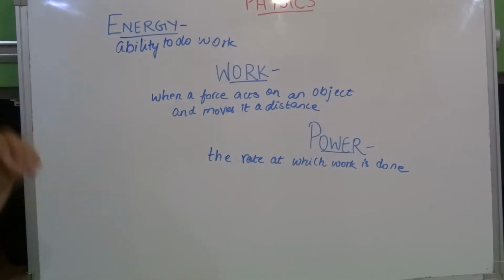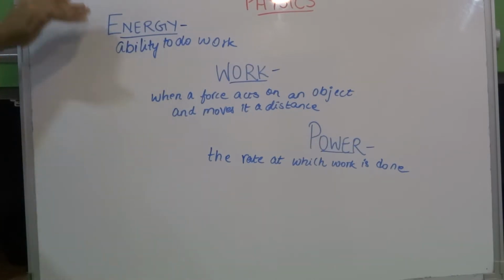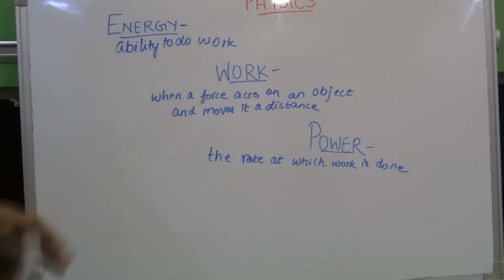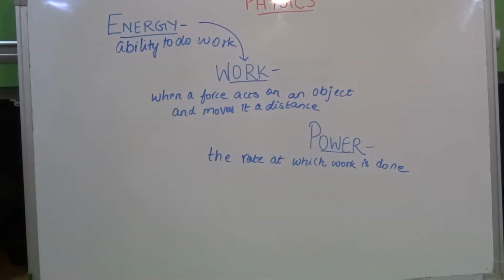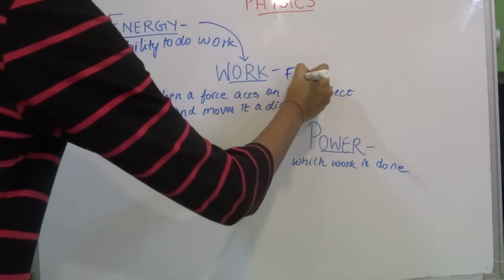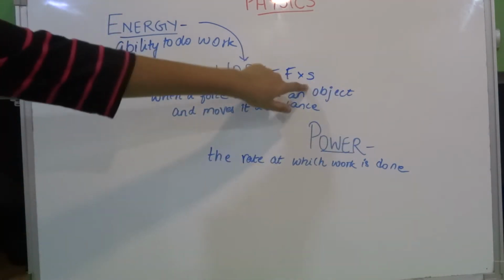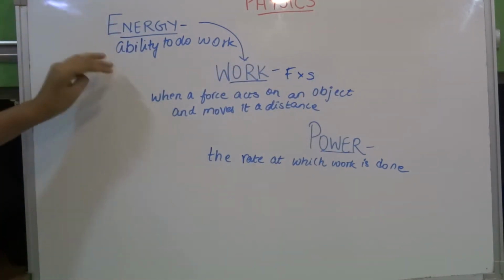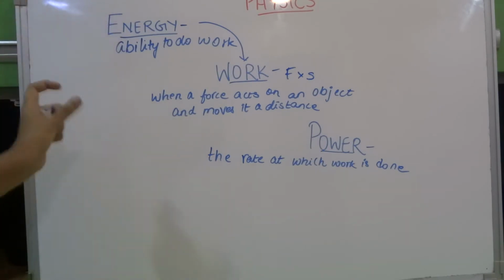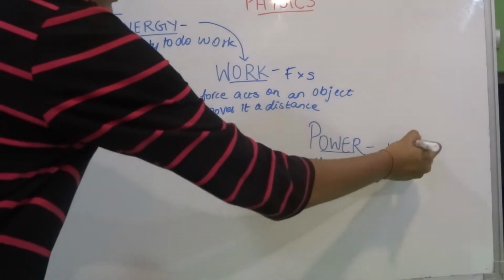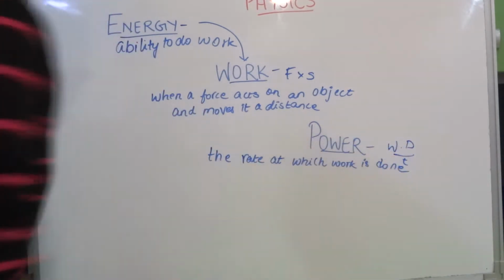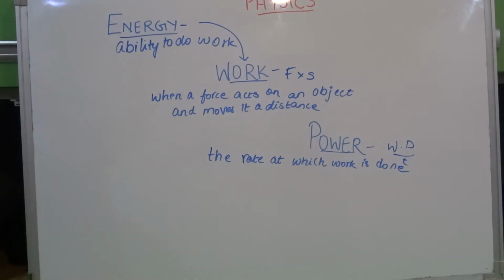These three words everyone uses in their daily lives. But have you ever wondered what is the scientific meaning of these three? Well, energy is the ability to do work. So energy is the ability in an object to do work. Work is force into distance, where F is force and S is distance. That is, when a force acts on an object and moves it a distance. Now power is work done upon time taken. That is the rate at which work is done.